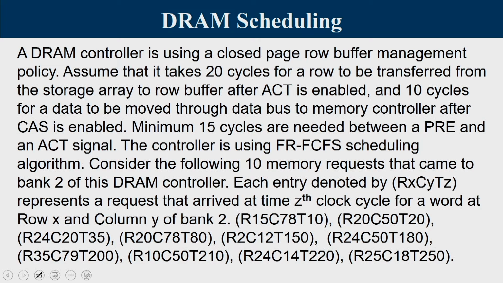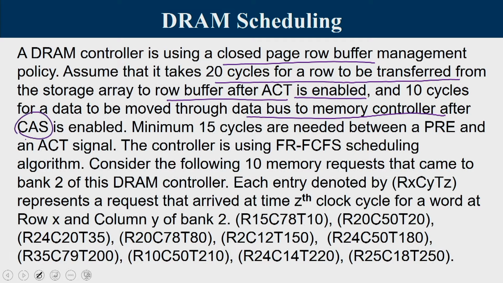Let us now come to a scheduling question in DRAM. A DRAM controller is using a closed page row buffer management policy. Assume that it takes 20 cycles for a row to be transferred from the storage array to the row buffer after the activate signal is enabled. So once you give an activate signal, it takes 20 cycles for the data to reach the row buffer. And then it takes 10 cycles for the data to move through the data bus to the memory controller after the CAS column address strobe is enabled.